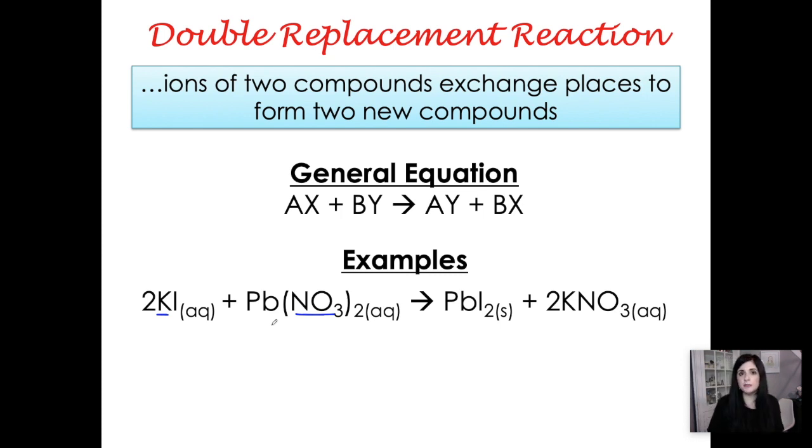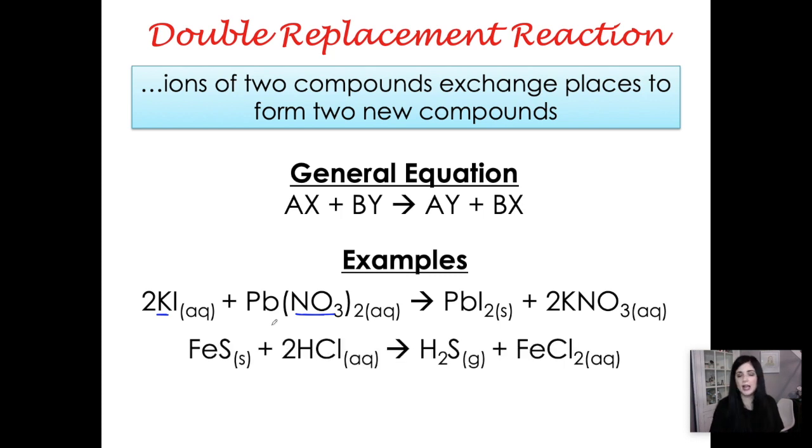Notice there's some other symbols there. We're going to talk about those in a second. Same thing here. I have two compounds as reactants. Those cations are going to switch places, positives for positives. So iron and hydrogen are switching places here. And iron combines with chlorine to produce this one final product. And hydrogen combines with sulfur to produce this second final product. And of course, you would balance that when you're done.